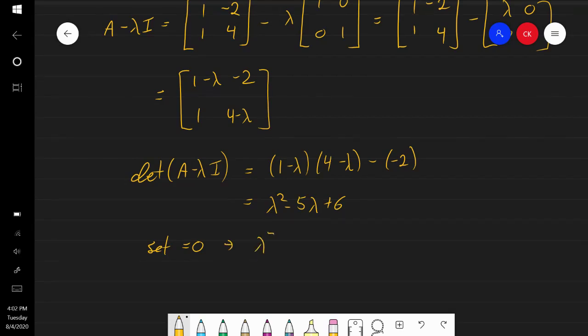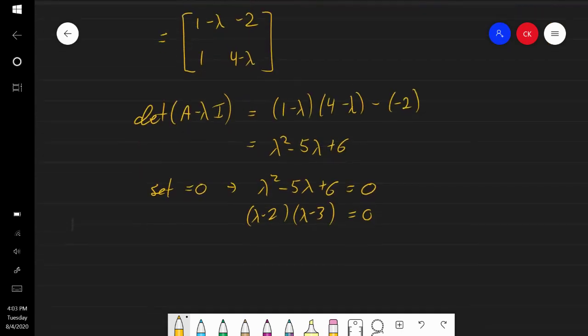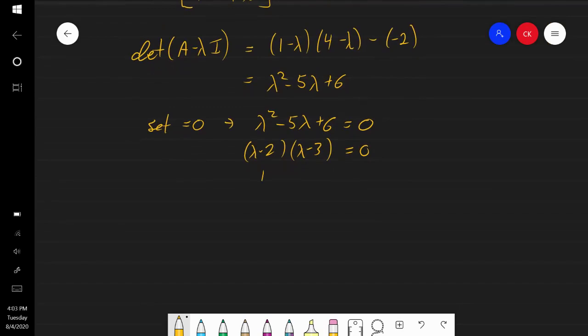So we have that lambda squared minus 5 lambda plus 6 is equal to 0, which in this case amounts to a pretty simple factorization. Here we get that lambda minus 2, and the second factor is lambda minus 3. So we have two eigenvalues here. One eigenvalue is 2, the other eigenvalue is 3. And that's how we can find eigenvalues for a 2 by 2 matrix.